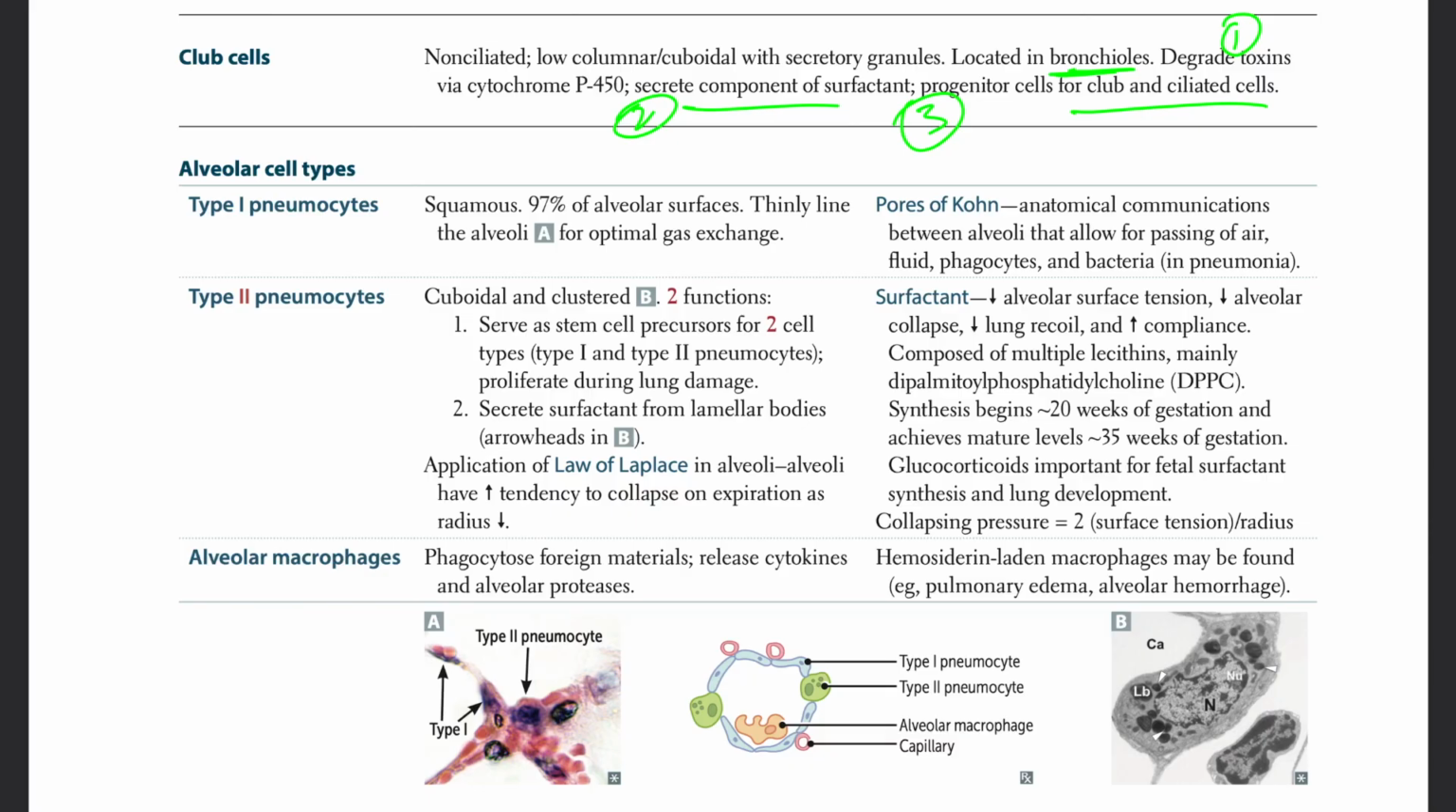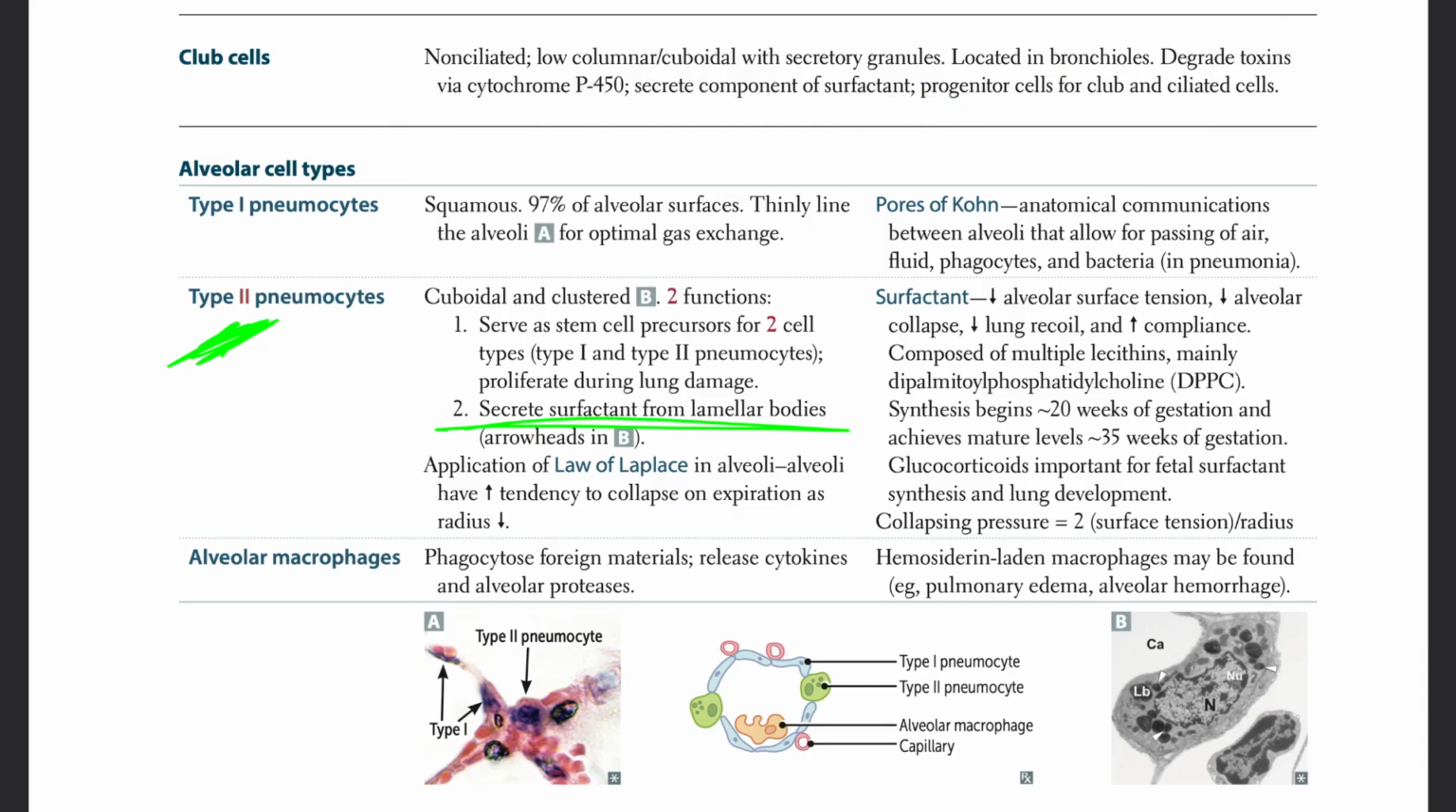Now, the important thing in this is if you look at the second one right here and the first one. So they secrete the component of surfactant, okay? Because we all know that type 2 pneumocytes are the ones secreting the surfactant. But this guy, the club cell, is also secreting a component of surfactant, so that is important to keep in mind, okay?